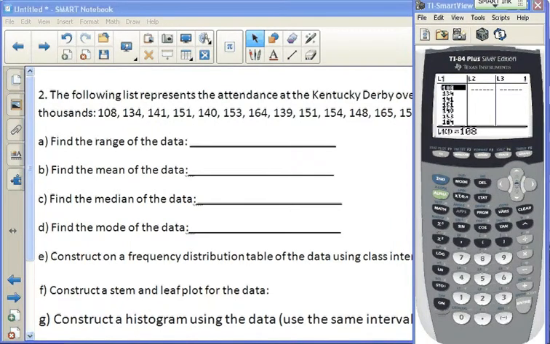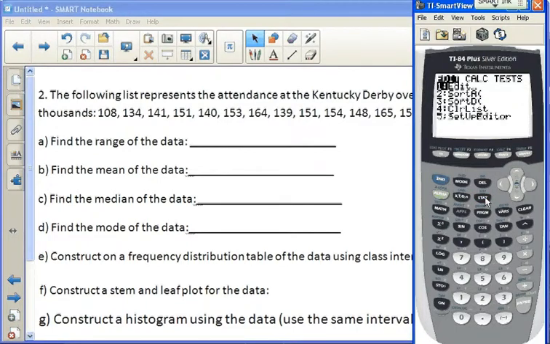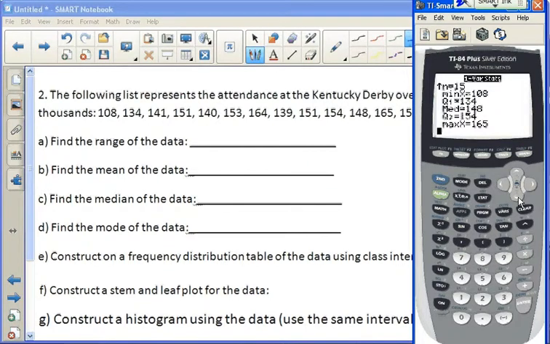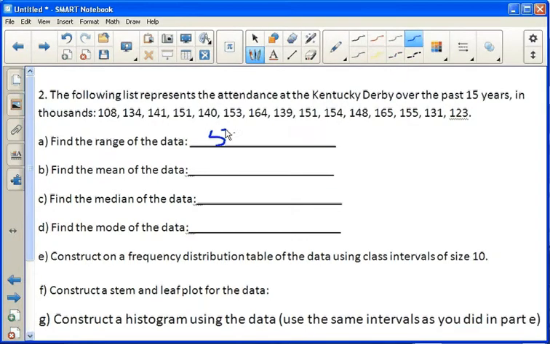Now that they're all plugged in, we can go to Stat and then Calc and use that one variable statistics. Make sure it says whatever list you plugged it into. Usually it'll be L1. And hit Enter. First it asks for the range. The range is the biggest minus the smallest. If you scroll down, you can find your max and your min. Our max is 165, our minimum is 108. So 165 minus 108 gives us 57 for the range.